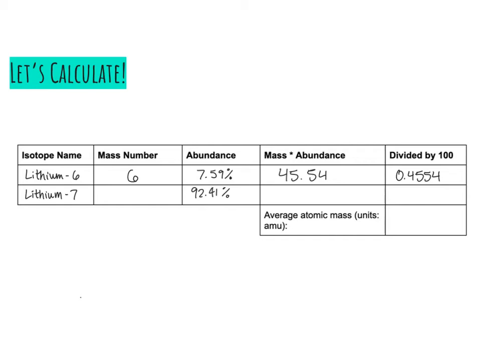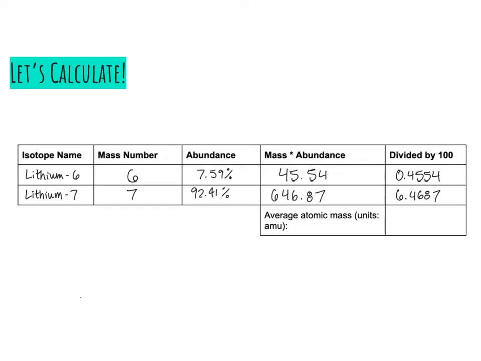Now let's see what the partial mass coming from lithium 7 will be. Once again, we're going to use the mass number, which we know from the isotope name is 7, and so the mass of this atom is very close to 7 AMUs. It has an abundance of 92.41%, so let's multiply those together. 7 times 92.41 gives us 646.87. Then to get the actual fraction, we divide by 100, giving us 6.4687.